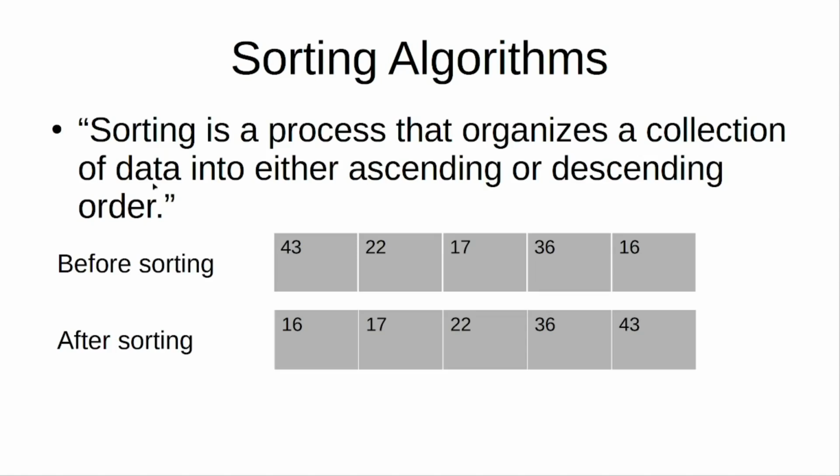Like I mentioned before, and this is a quote from the book, sorting is a process that organizes a collection of data into ascending or descending order. I have an image of a table before sorting and a table after sorting. You'll see that before, the integers in the array were randomized in the table. And after sorting, they are in ascending order, starting from the smallest number, moving all the way up to the largest number. That's just a visual example.